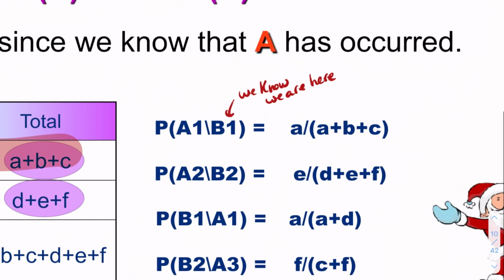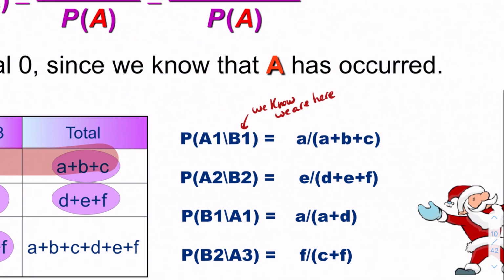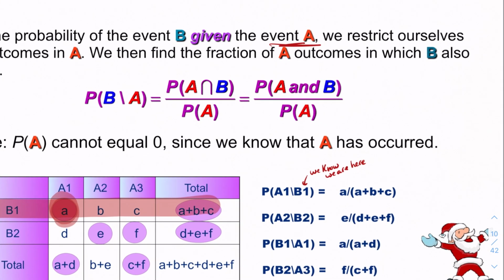Okay, what's the probability that A2 happens? Let's do this in a different color. Given B2 occurred. So B2 is our secondary total, so D E F, that goes in our denominator, divided by what's the overlap between A2 and B2. So that is E in this case.